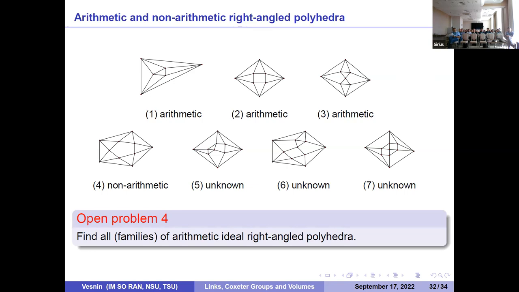Definitely some families. And it's very interesting to find families of arithmetic ideal right-angled polyhedra, that is, families of arithmetic Coxeter groups. After that, you'll get applications to link theory, and you can obtain different properties about links, or you can find trace fields, so that it is easier to find isomorphisms, homeomorphisms. This is the question about arithmeticity, it's very important, and in the case of links with right angles, we can reduce the question to the case of Coxeter groups.